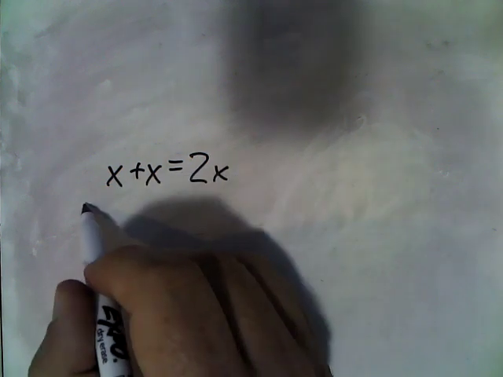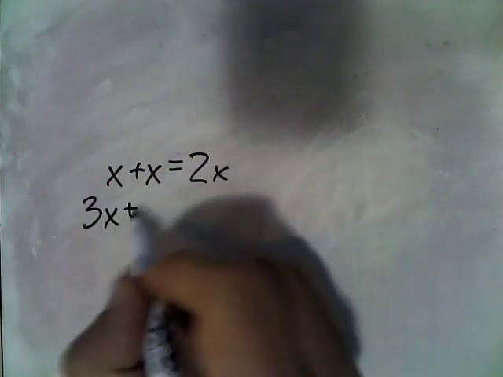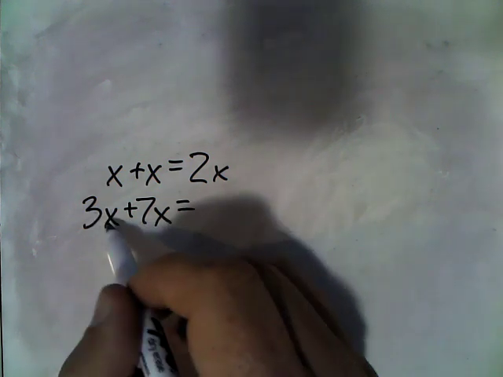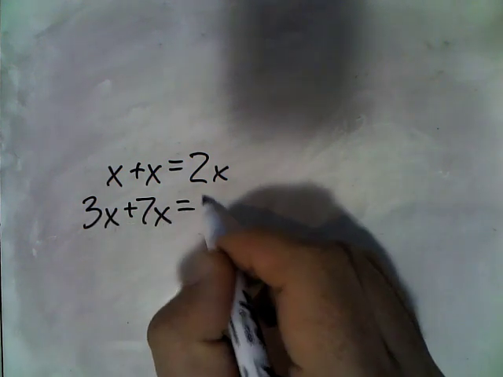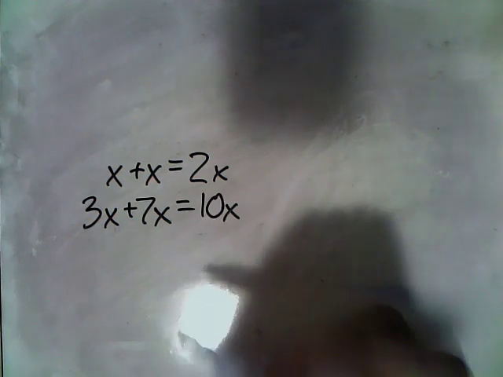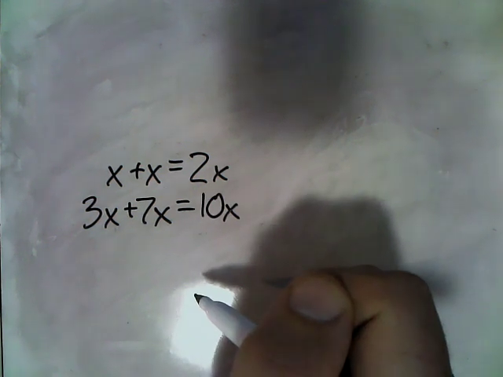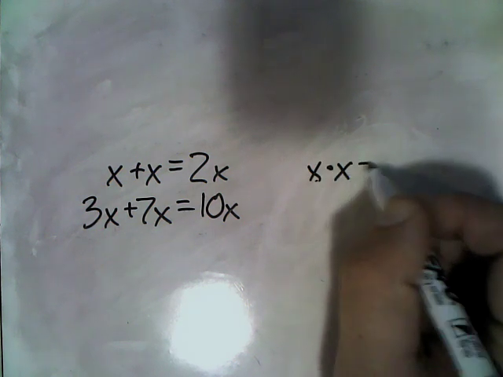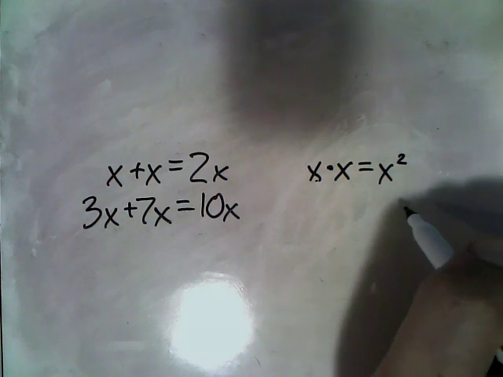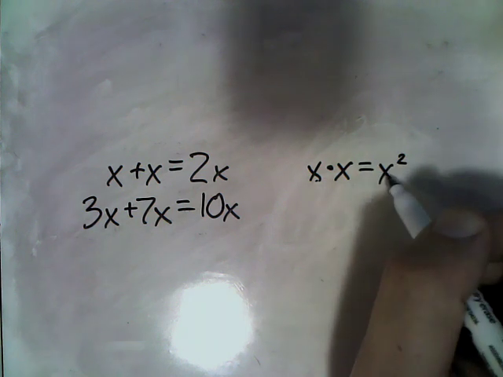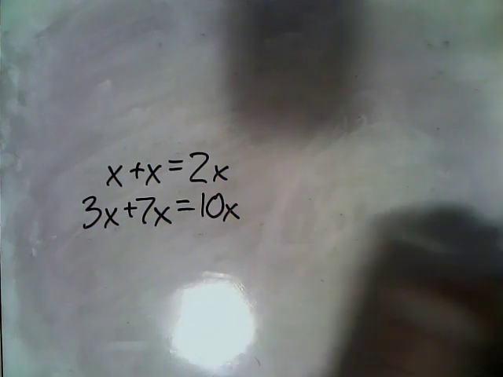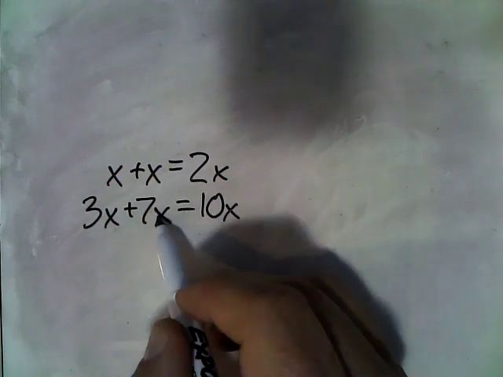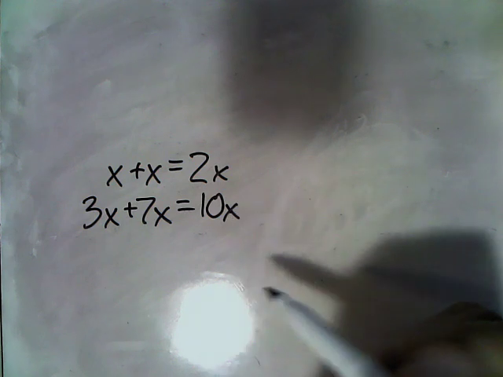So if I make this a 3x plus 7x, repeated addition, if we add up 3x's with 7x's, that's a total of 10x's. It's when we multiply, repeated multiplication changes exponents. So that's not what we're doing today. The exponents are not going to change. If it's an x term, and that's an x term, we can add them, and it's still an x term.